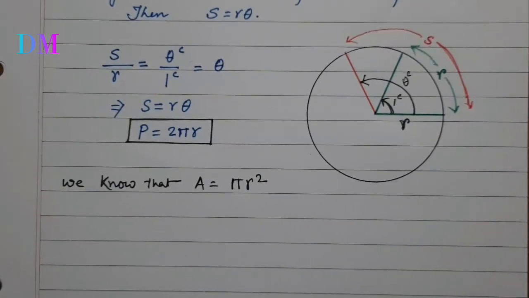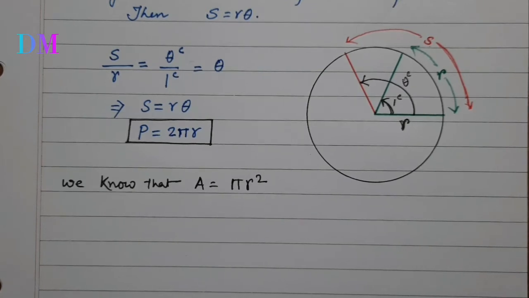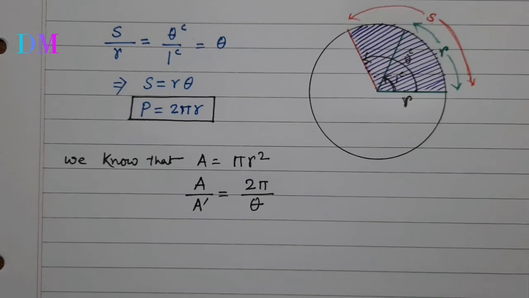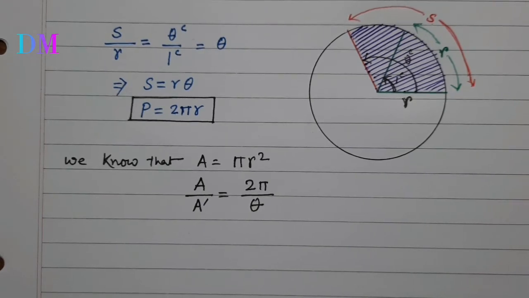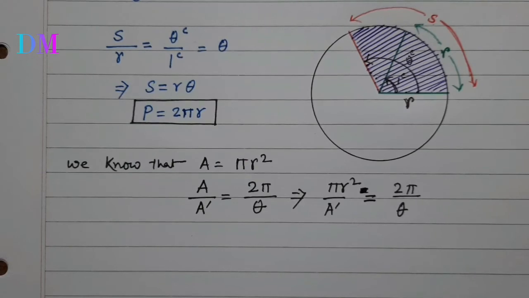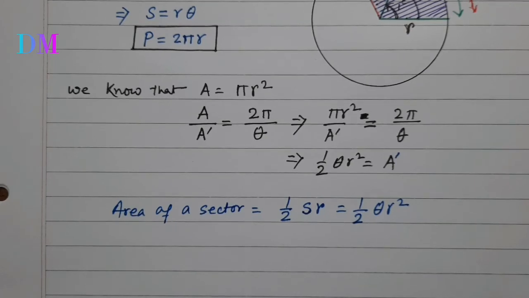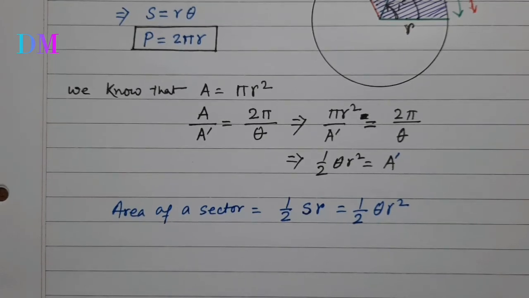Now we know that the area of the complete circle is pi r square. Now let the area of this sector be A dash. Therefore we can write A by A dash equals 2 pi by theta, which can be written as pi r square by A dash equals 2 pi by theta. Now we can cancel pi and we can write A dash equals half of theta r square. Therefore we can write the area of a sector equals half S into r, or half theta r square.